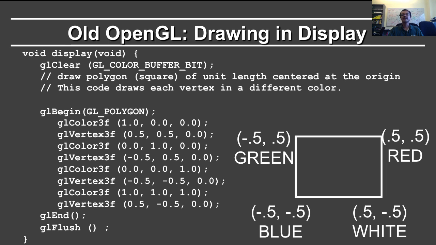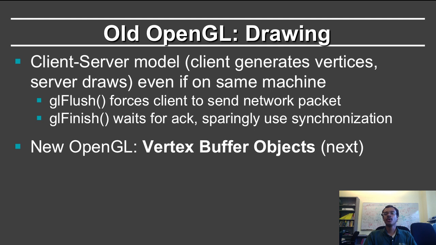Then GL end means that within that block you're specifying the geometry. And flush is just a synchronization command to send the commands to the server, flush the queue. So old style OpenGL operates in this client-server model, even though in practice the client and server are almost always on the same computer. And so GL flush forces the client to send what could be a network packet, but it's usually just an internal synchronization. GL finish waits for the ACK and should be used sparingly. That's all that I have to say about drawing in old style OpenGL.